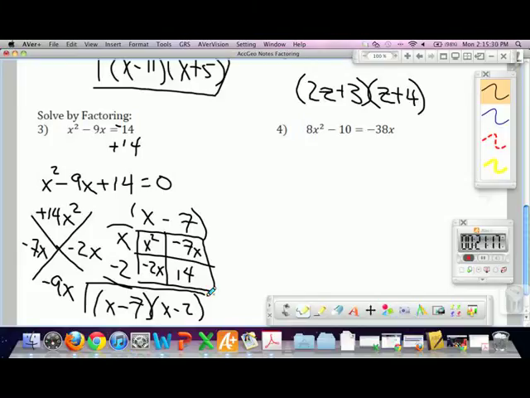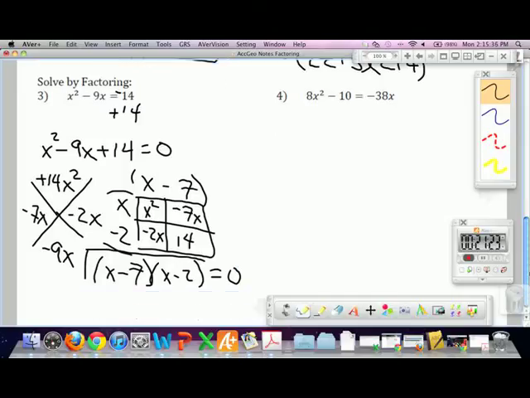What are the answers then to this equation? You can solve each of these individually. X minus 7 equals 0, so the solution is x equals 7, and x minus 2 equals 0, so x equals 2 is your solution.